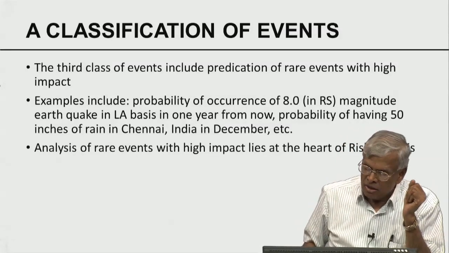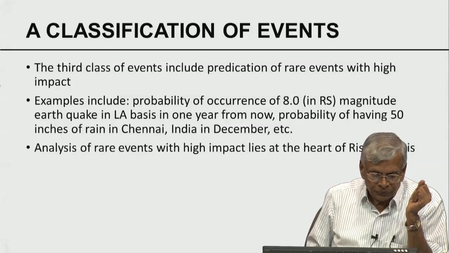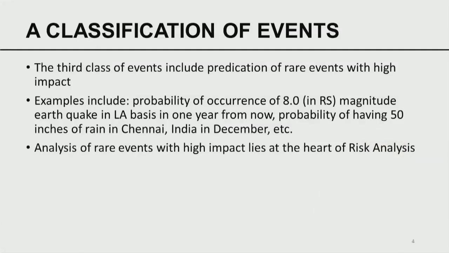The next class of events is the prediction of rare events. Rare events with high impact. For example, we recently witnessed a high impact rain event that affected certain parts of the state of Tamil Nadu. It is rare in the sense it is considered to be a 1 in 100 year event. The impact is very high because of continuous rain for several days that led to heavy flooding that caused immeasurable misery to several segments of the community.